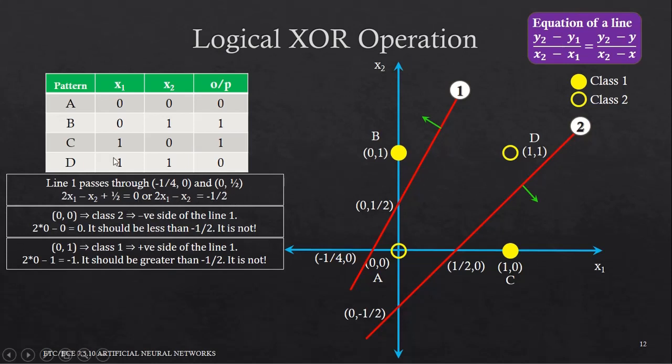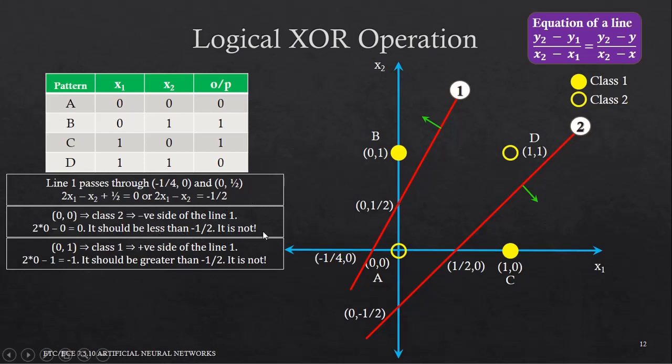To check if this equation of the line is correct for the positive and negative sides, assume the point 0, 0. We know that 0, 0 is a class 2 point. It must lie on the negative side of the line. It should give a negative response, a 0 response. 2 into 0 minus 0 becomes 0. It should actually be less than -1/2. It is not.